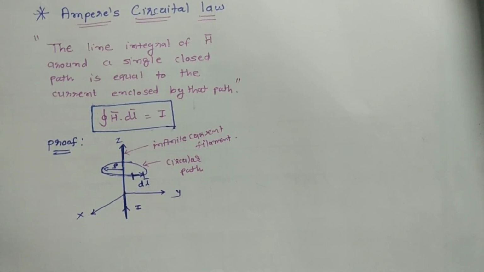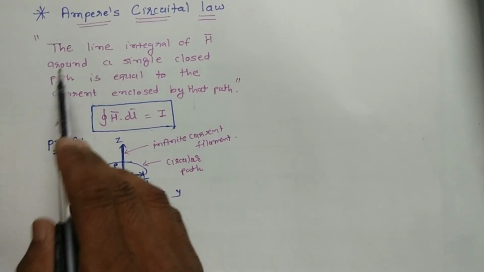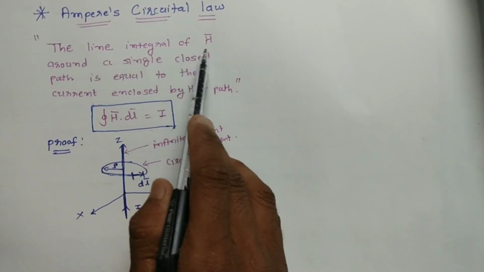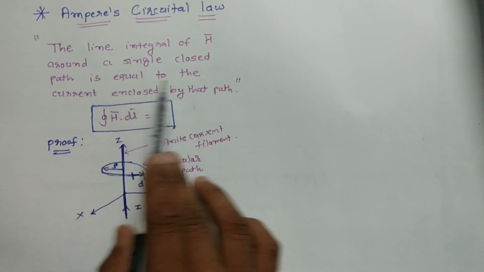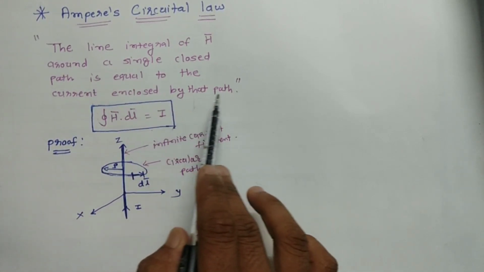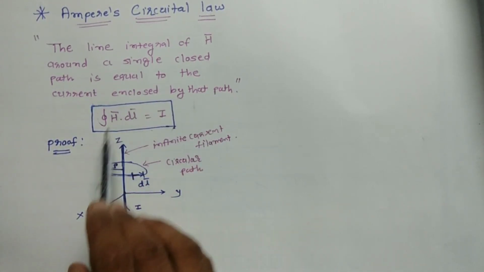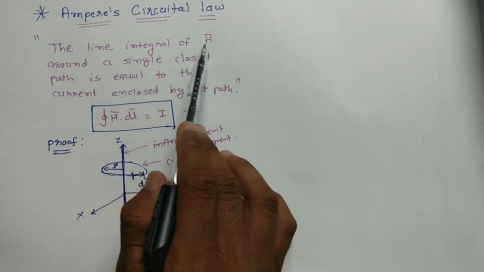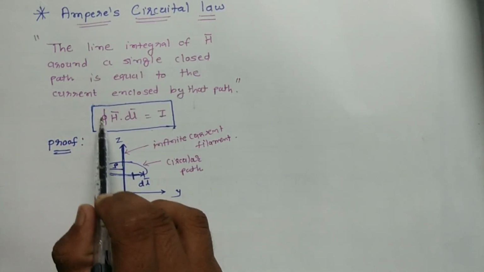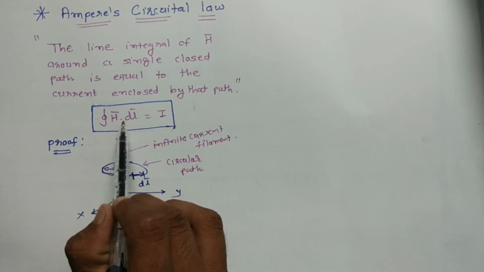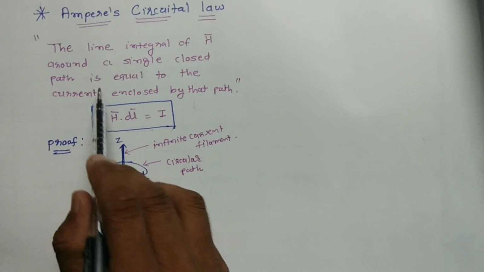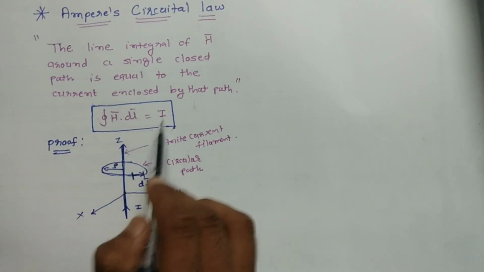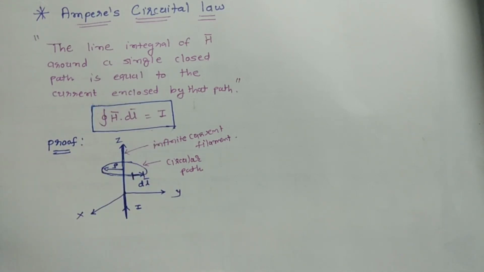Here the statement of Ampere's circuital law is: the line integral of H bar around a single closed path is equal to the current enclosed by that path. Mathematically, we can write: the line integral of H bar around a single closed path is equal to the current enclosed by that path. Now the proof of Ampere's circuital law.